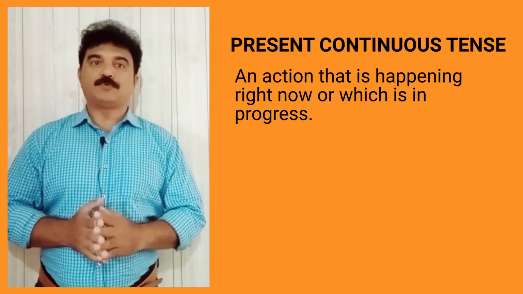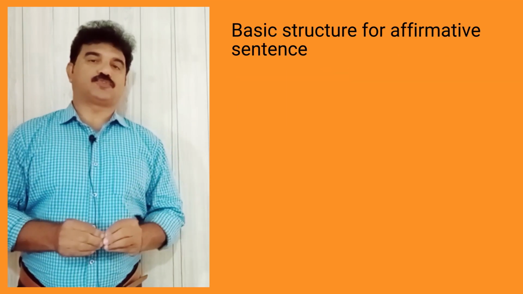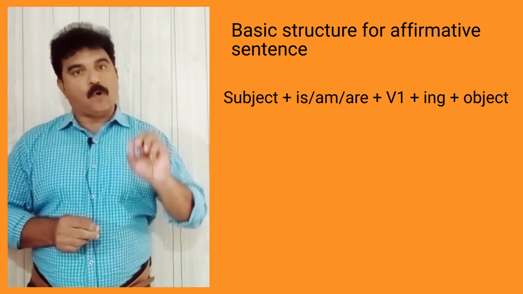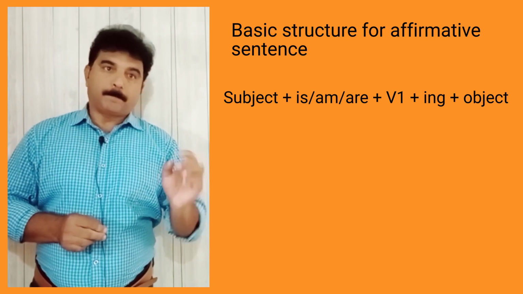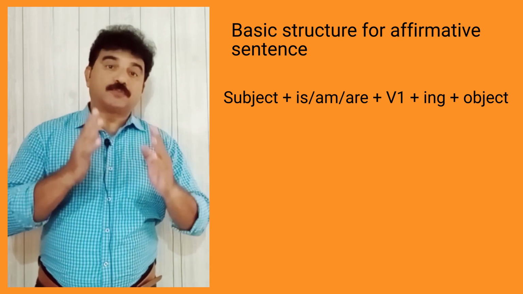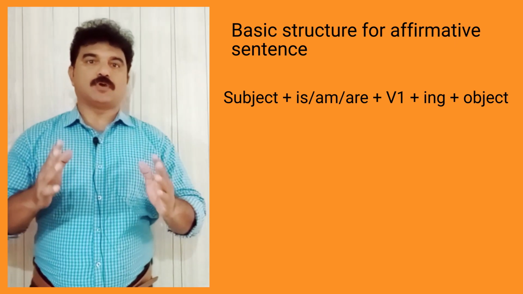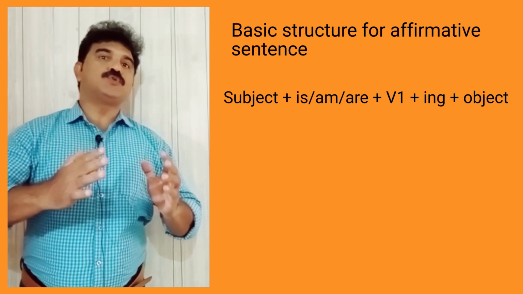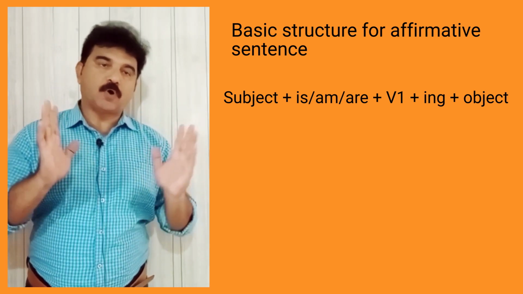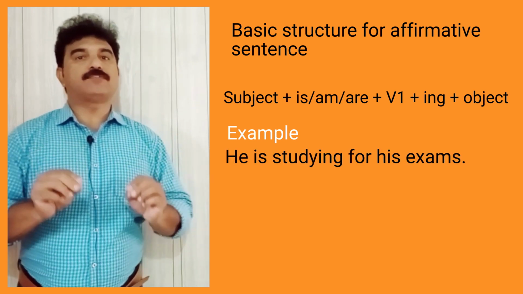Okay, first let's come to the basic structure for affirmative sentence. So what is the basic structure? Subject plus is or am or are plus V1 plus ing plus object. Okay, so learn this basic structure. I'll give you some examples by which I will make you understand how to speak in present continuous tense without mistake. The first example is: he is studying for his exams.